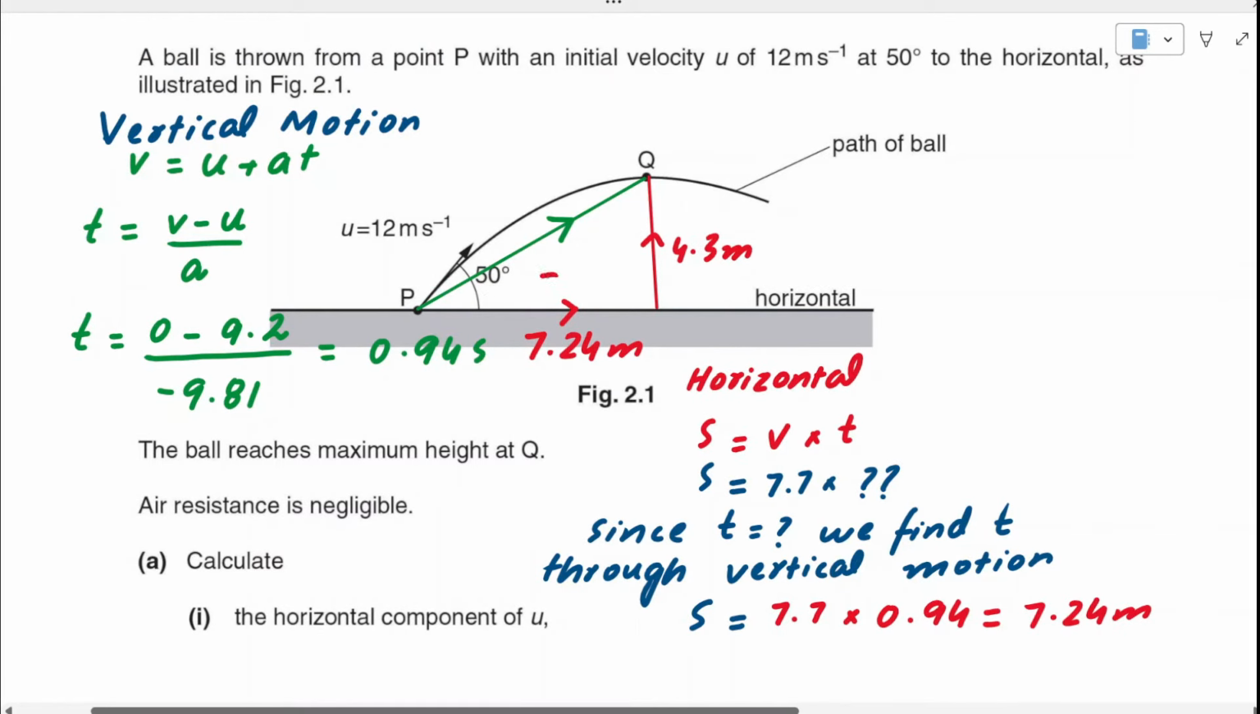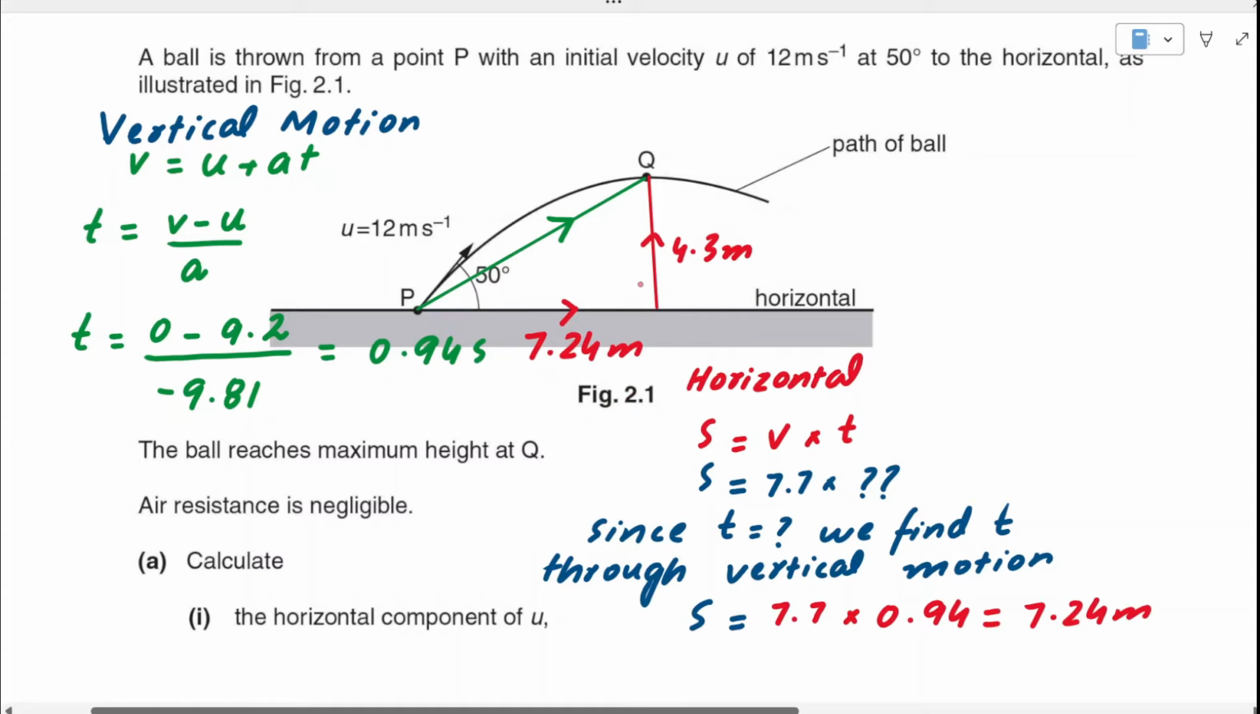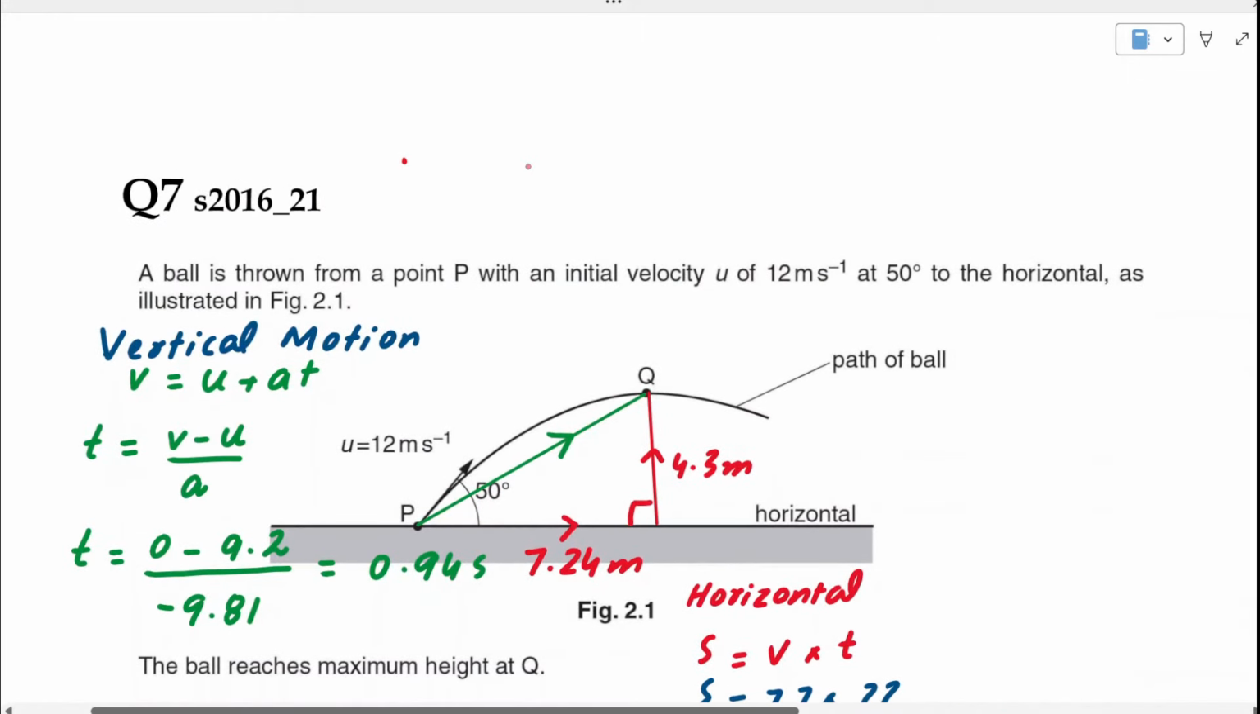Now you have the value of the base of the triangle and you have the value of the perpendicular of the triangle. You need to find the hypotenuse. You can use the Pythagoras theorem and you can easily find the value of hypotenuse. How do we do that?